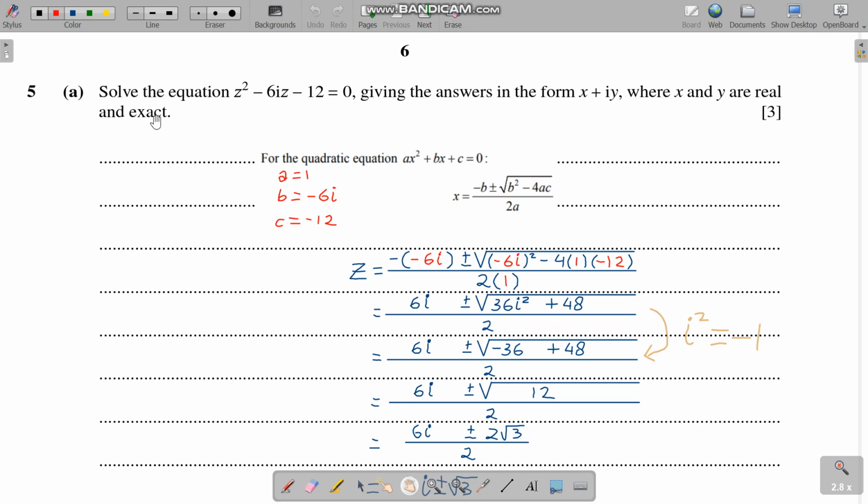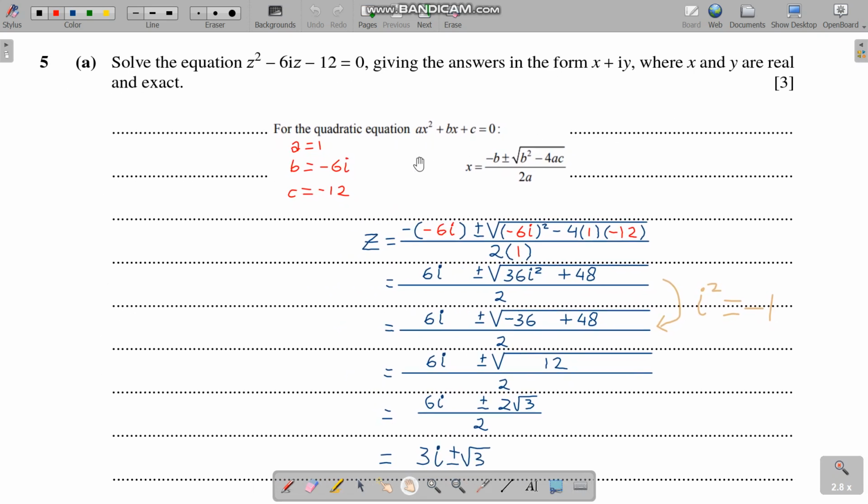Everyone, this question is about complex numbers. Solve the equation z squared minus 6iz minus 12 equals 0 in the form x plus iy, real and exact. So we are using the quadratic formula in the MF19. To use the quadratic formula, we need to identify the a, the b and the c.